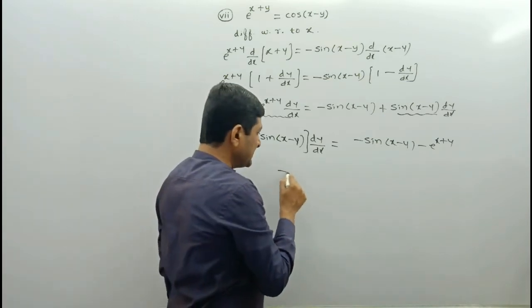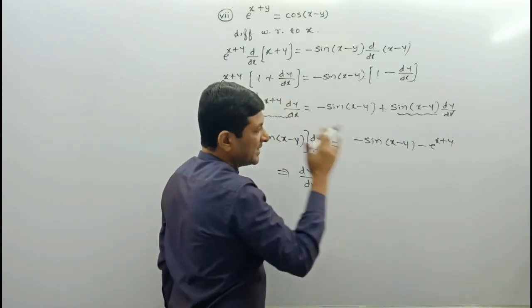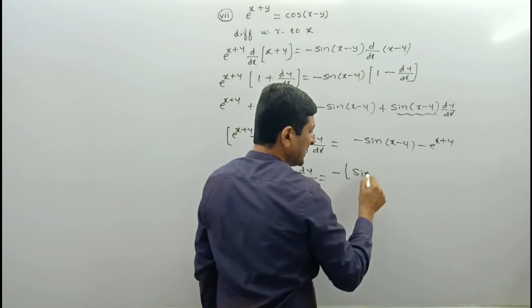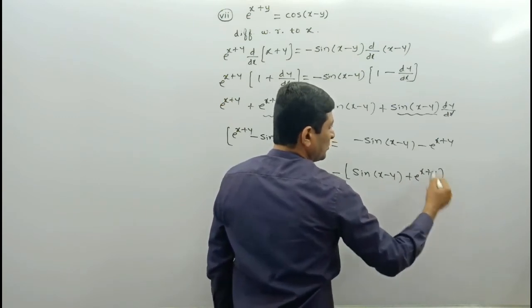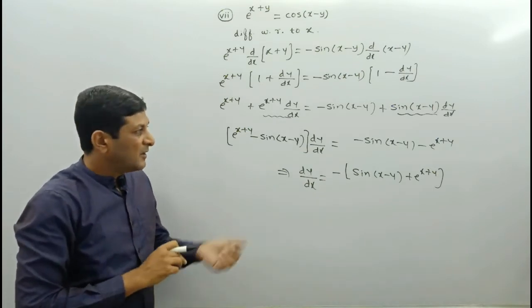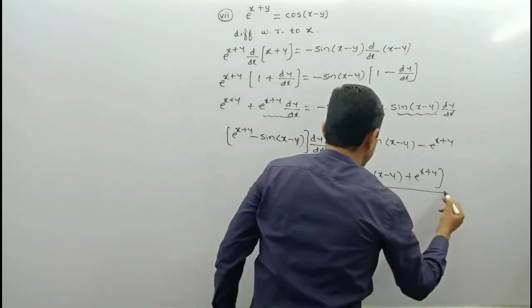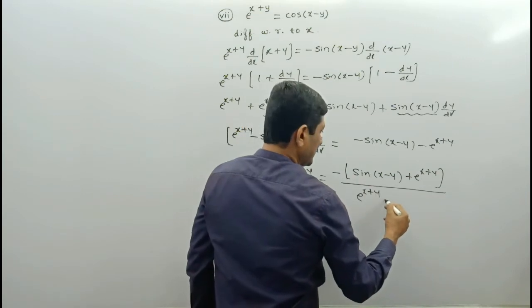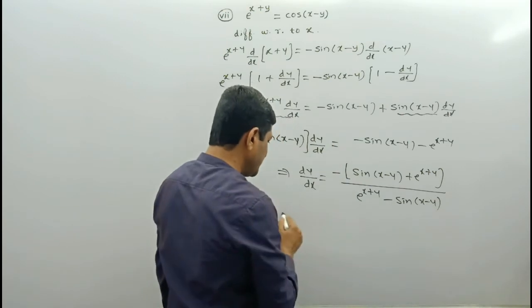So this implies that dy upon dx will be equal to, here we can easily observe that we are able to take minus common from both the terms. So what we'll get here: sin x minus y plus e raised to power x plus y. Both the terms are negative. If we are taking minus common, both the terms will become what, positive. And this term, multiplied on this side, will come here and be divided. Means what we are getting in the denominator: e raised to power x plus y minus sin x minus y. In this way differentiation is completed.